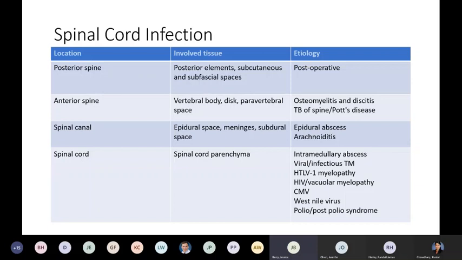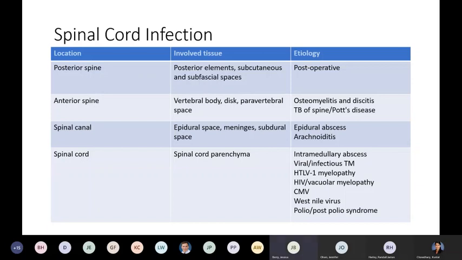So this chart divides infection etiologies into the typical location within the spinal canal, and then the etiologies. Some of these I'm going to talk about in more detail in later slides, but looking down at the bottom section of the chart, these occur more rarely, but are things that we should be aware of.